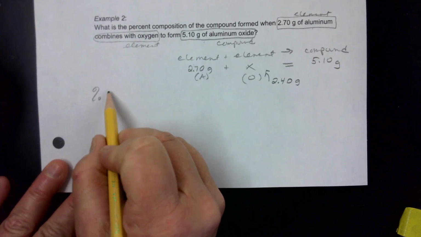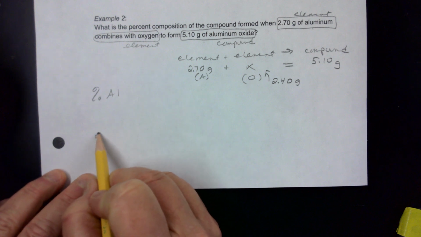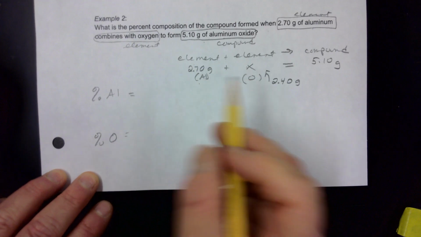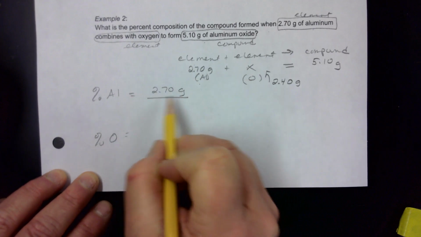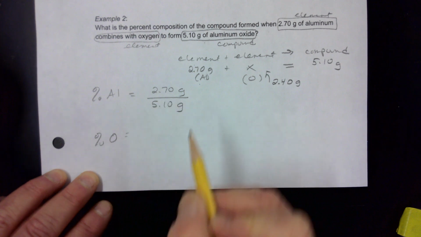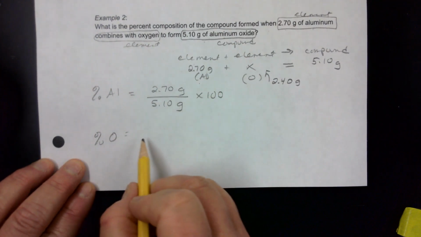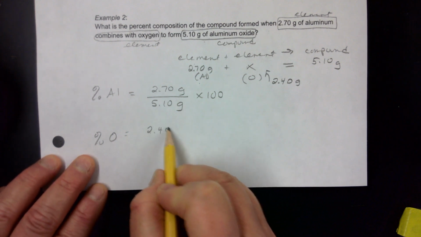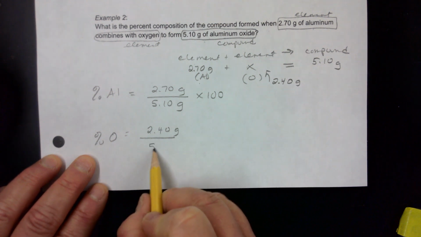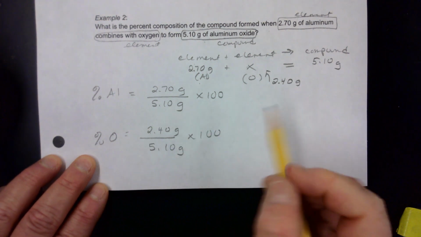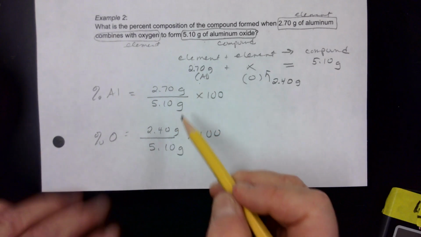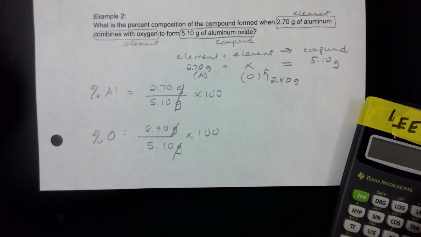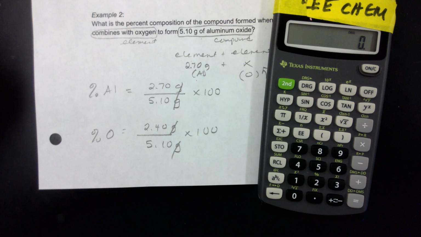Once you have used the law of conservation of mass, you can then set up the percent composition. We have two elements, percent aluminum and percent oxygen. Aluminum is 2.70 grams over the total compound mass of 5.10 grams times 100. I'm going to go ahead and set up my oxygen setup. The mass of the oxygen is 2.40 grams. The mass of the compound is 5.10 grams. And I forgot to mention in the first problem that grams over grams cancels. So your final unit for these is just percentage. There is no grams in the final answer here.